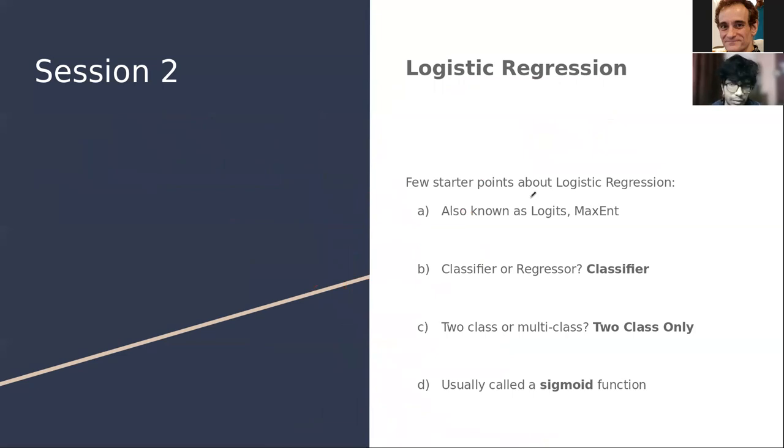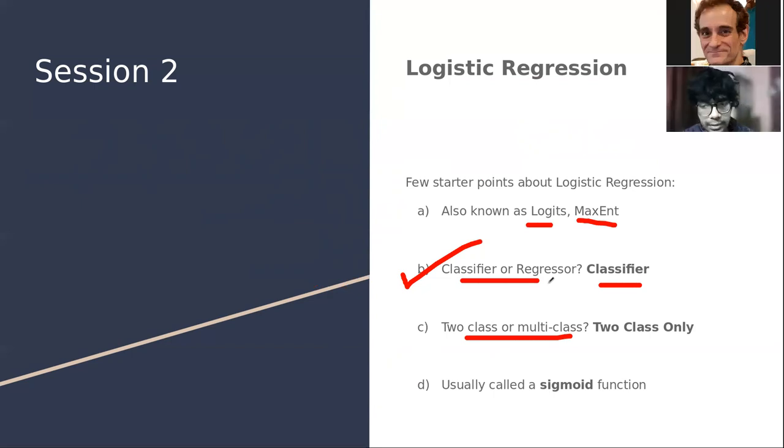There have been multiple names for logistic regression. It is also known as logit, maximum entropy. This is a very popular debate on the internet, but my take is that it is a classifier, and that is what it is. Two class or multi-class? Ideally, theoretically, it is two class. What sklearn provides is multi-class also. It is also called a sigmoid function. A very, very brief overview.